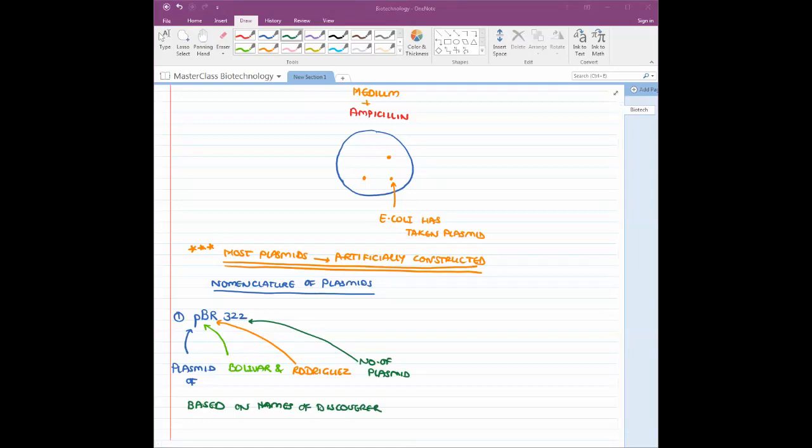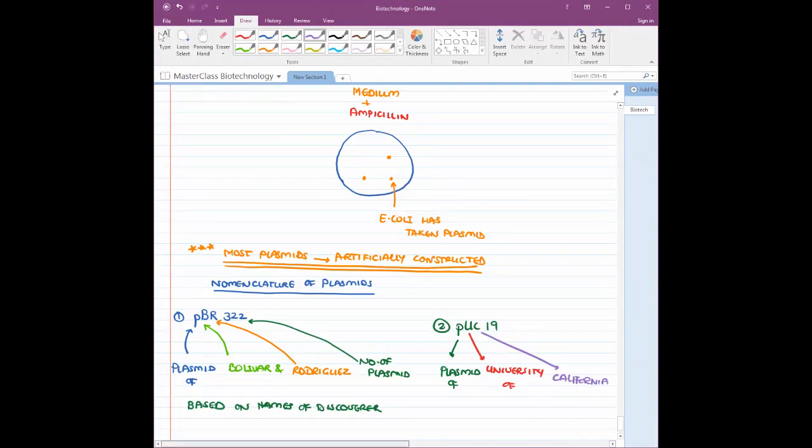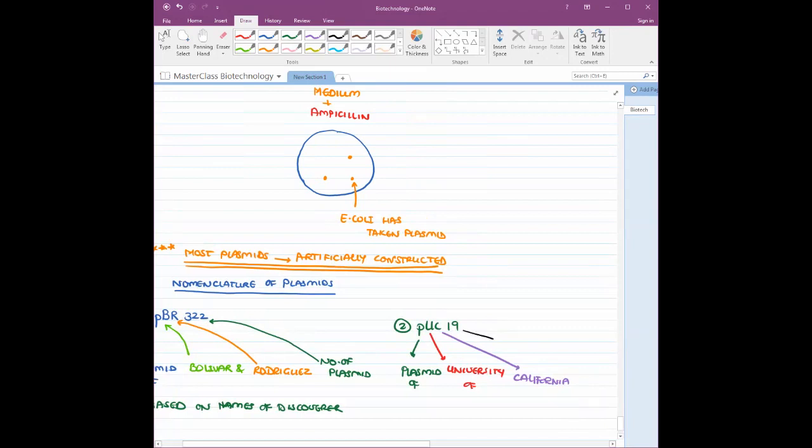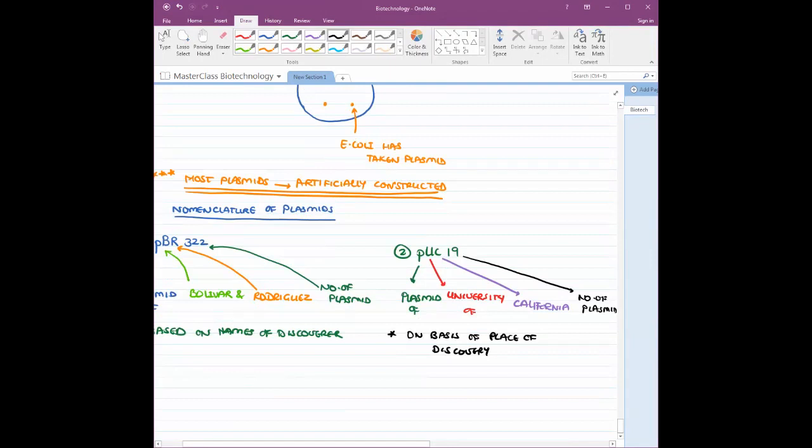On the other hand, guys, we are going to have another one like pUC-19. This is on the basis of where it was discovered. So what is pUC? pUC is plasmid of University of California, U for university and C for California. And lastly, this 19 is once again the number of the plasmid. This is done on the basis of the place of discovery. This is what we need to know, guys.